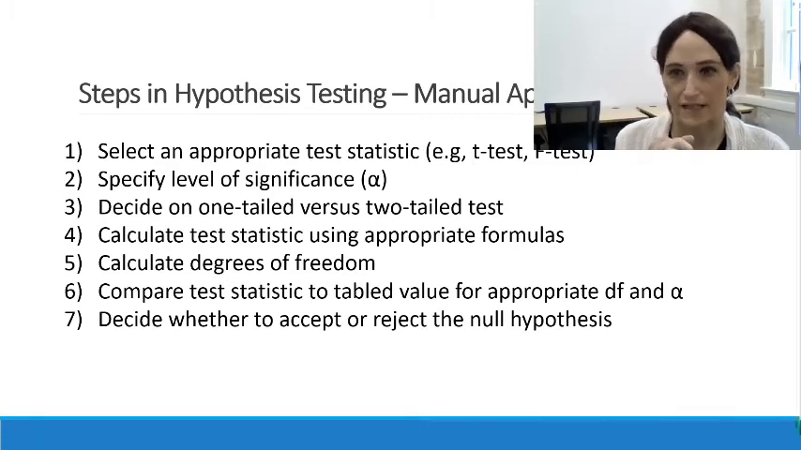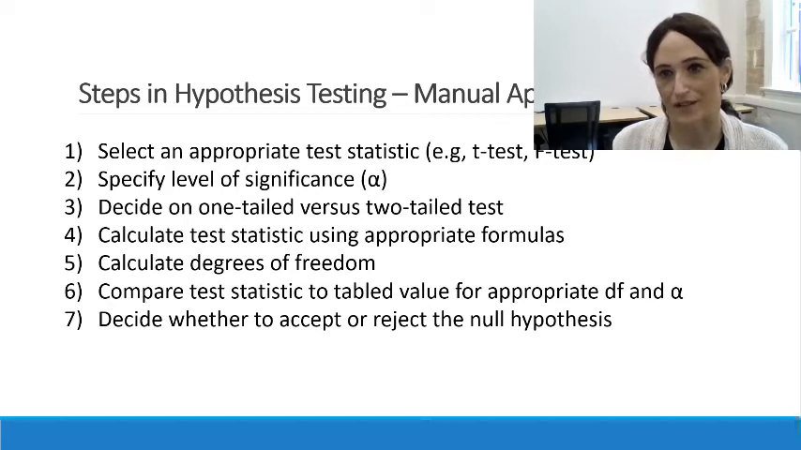We calculate a test statistic using appropriate formulas. The formulas tend to be a bit complicated, so we usually let a computer do those. We calculate the degrees of freedom, which is often based on the sample size and the number of parameters that we're trying to estimate, and compare that test statistic to a table value for the appropriate degrees of freedom and alpha. Then we decide whether to accept or reject the null hypothesis.